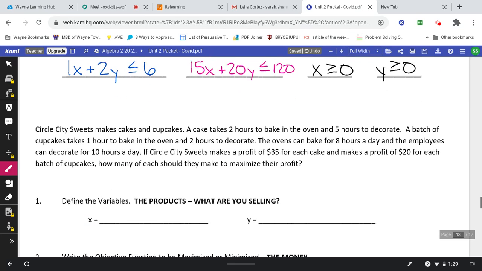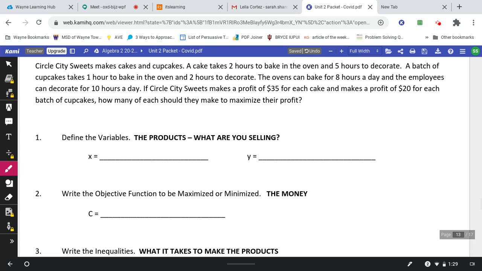Let's go ahead and try the second one. This one's talking about a Circle City Sweets company. It looks like they make cakes and cupcakes. So cakes and cupcakes.